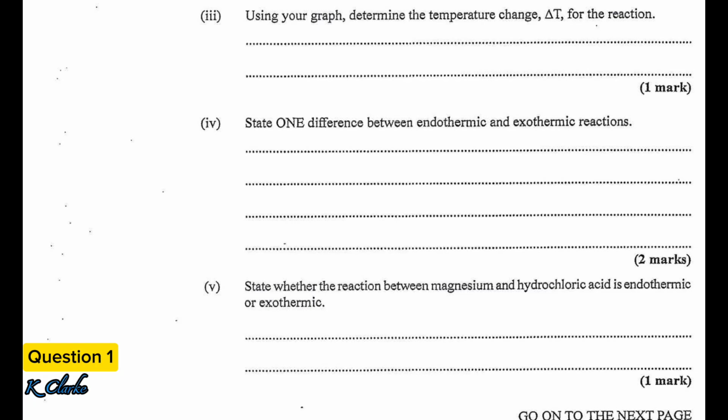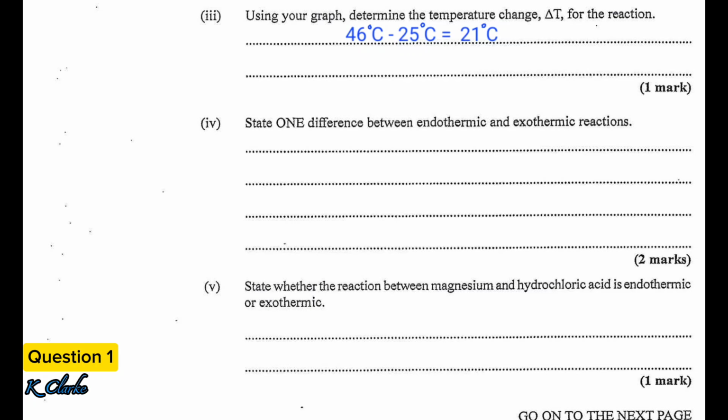Part 3. Using your graph, determine the temperature change for the reaction. The temperature change is the difference between the highest and the lowest temperature. Therefore, 46 degrees Celsius, highest temperature, minus 25 degrees Celsius, lowest temperature, equals 21 degrees Celsius.